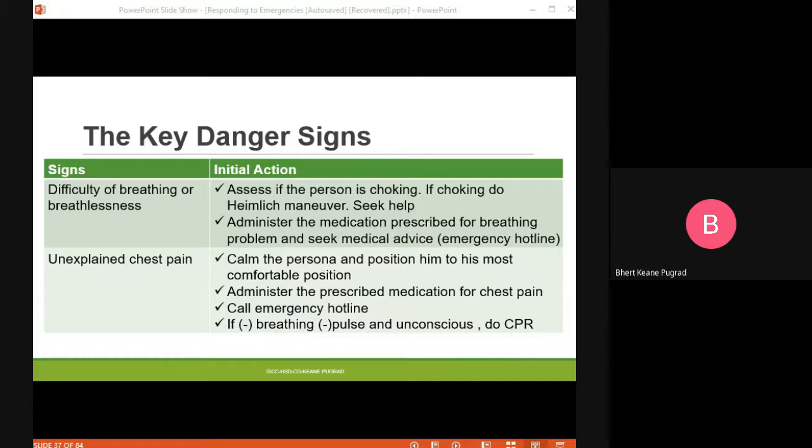Sorry for that interruption. So if the patient will suffer from difficulty of breathing, tapos nawalan na siya, chest pain, nawalan na siya ng pulse, nawalan na siya ng paghinga, and the patient turns unconscious, we do CPR kasi yung pasyente siguro nagkaroon na siya ng tinatawag natin na cardiac arrest.